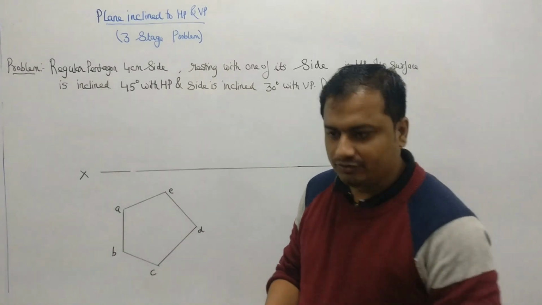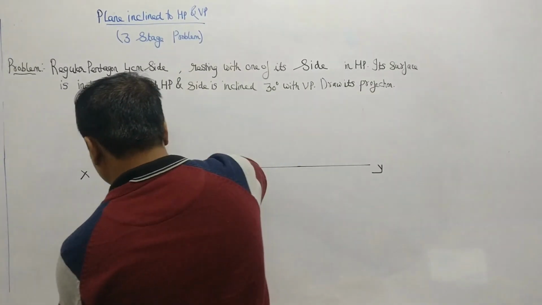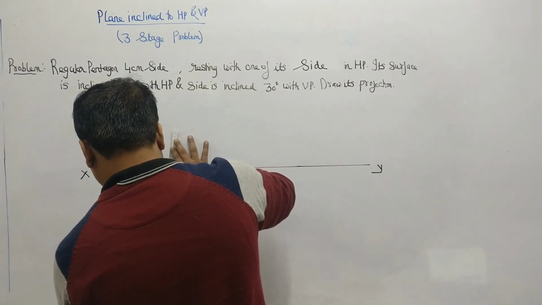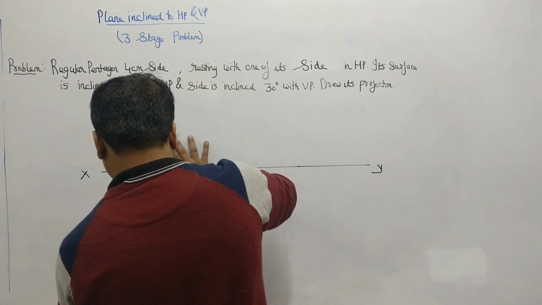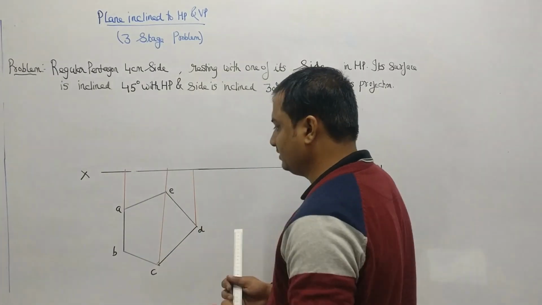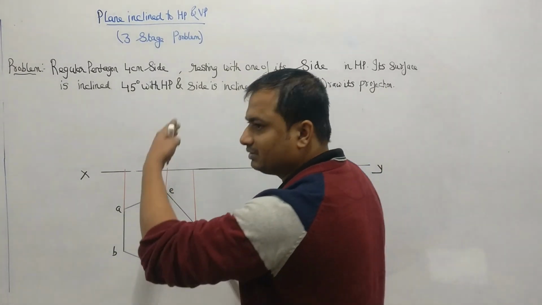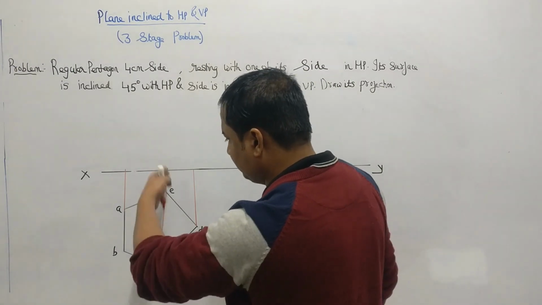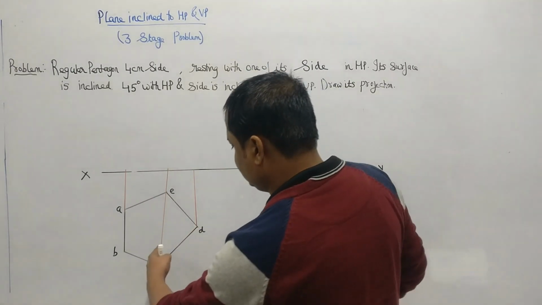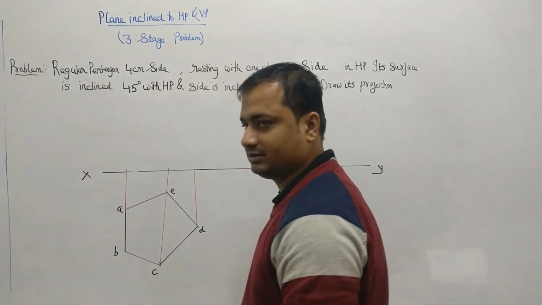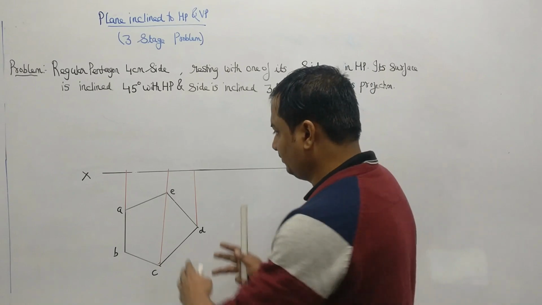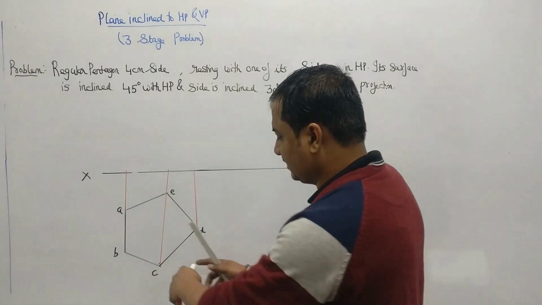Then the front view will be a line, so we draw the projectors. Actually, C and E should be on the same line, so this line should be vertical. I have made some mistake with the scale, so that is the reason this projector is coming inclined. But you have to correct it using the technical instruments, so that you get a vertical line passing through C and E.